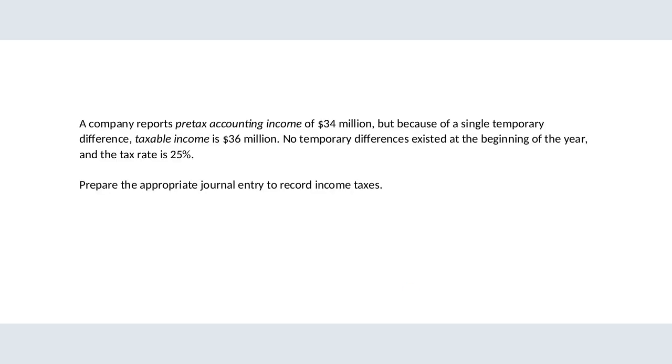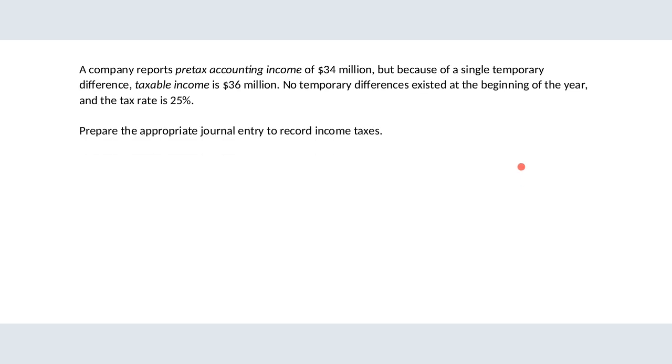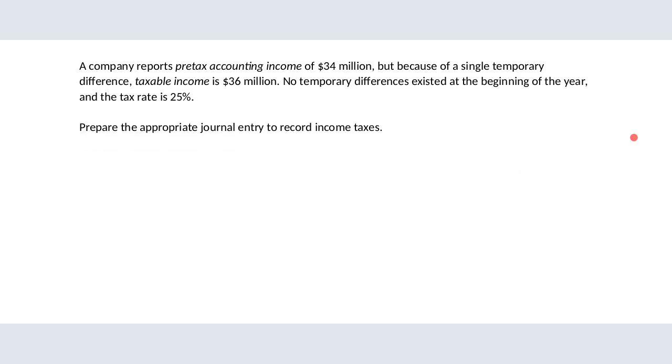Okay, here we have another one. There's a slight difference on this one. So we have our pre-tax accounting income is 34 million. We have just one temporary difference. We have taxable income of 36 million. Now, instead of paying less, as we said before, we are going to pay more for taxes. There's no beginning balances on anything.